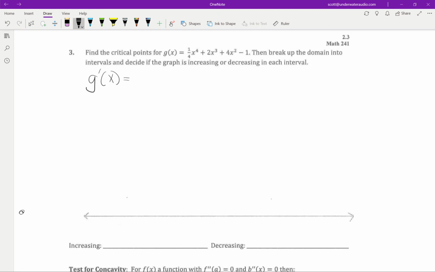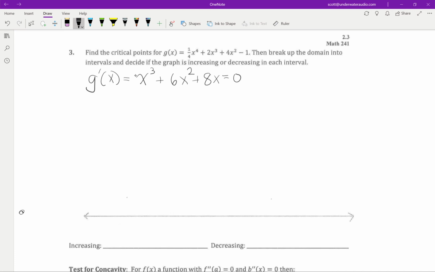I'm using the power rule. So 1/4 times 4 is just 1. Let's get x to the third. Plus, bring down the 3, I get 6x. 3 minus 2 is 1. 3 minus 1 is 2. My bad. And then 8x. Cool. So this derivative is a polynomial, so it's going to be defined everywhere. So I'll just set it equal to 0 and solve.